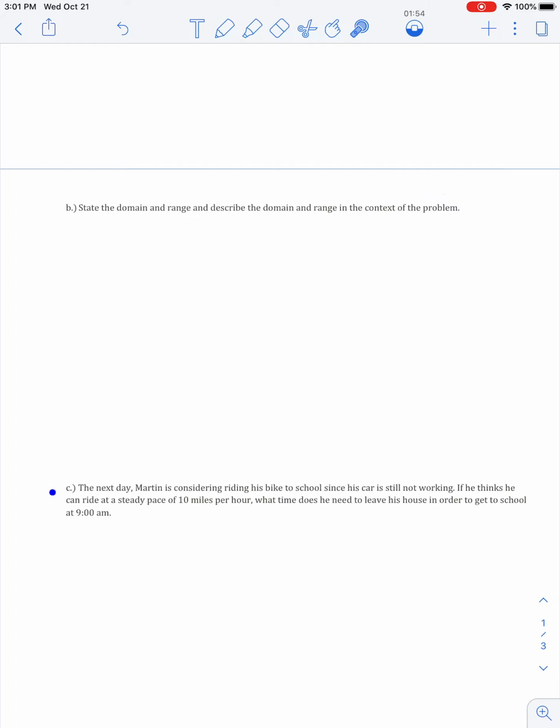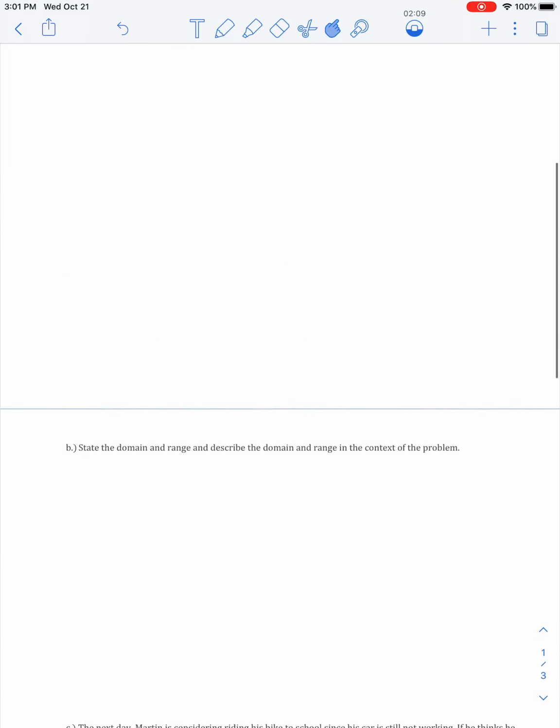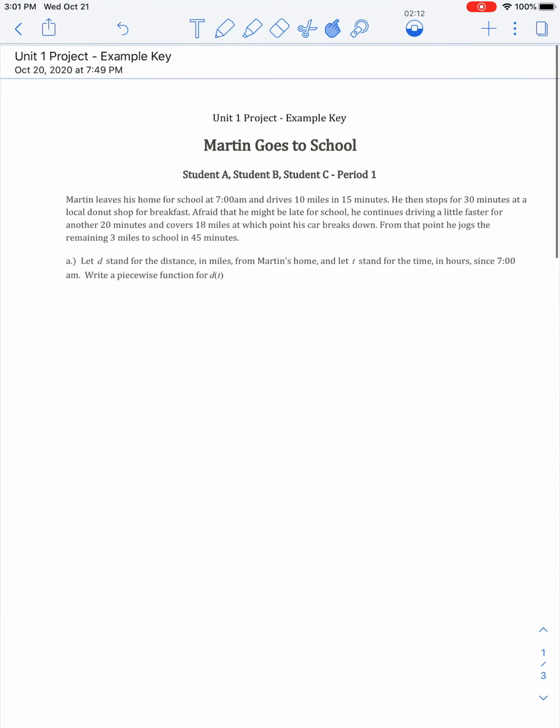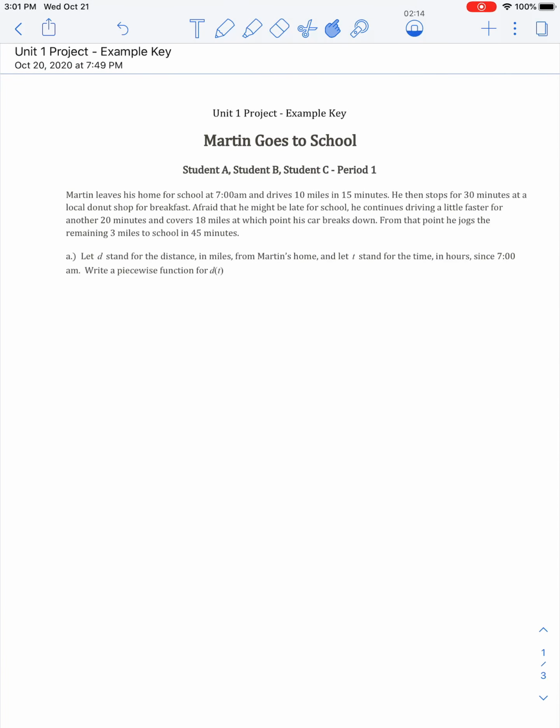Third possible question would be question C. This kind of a follow-up question is asking, well, if Martin wanted to ride his bike, what time is he going to have to leave if he wants to get to school at 9 a.m.? So that is what your project would look like. But in addition to that, you're going to be responsible for providing an answer key. And that's what we're going to focus on in this video.